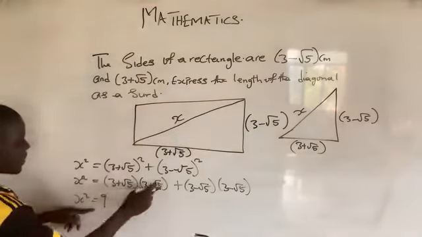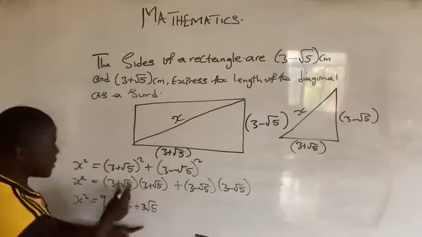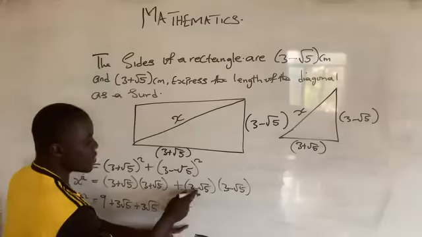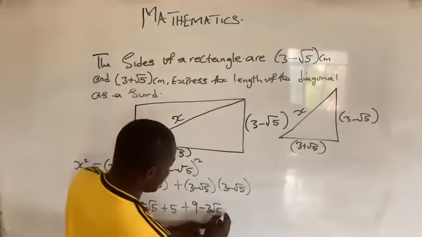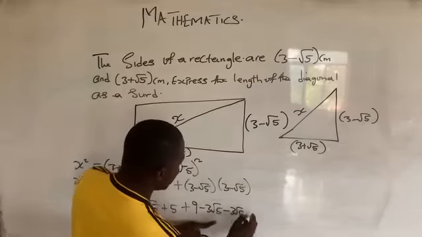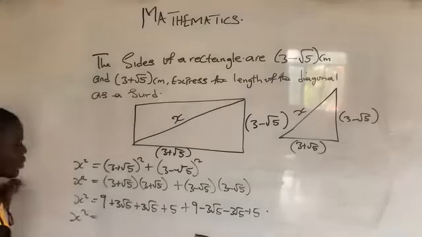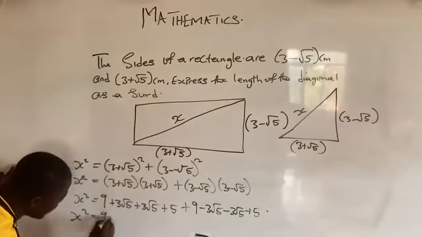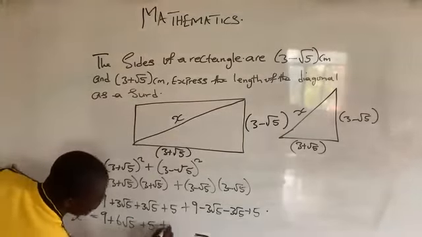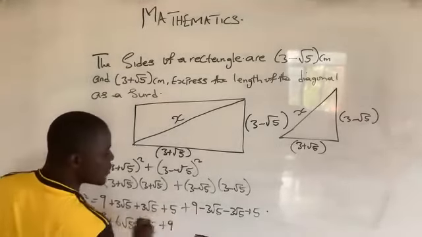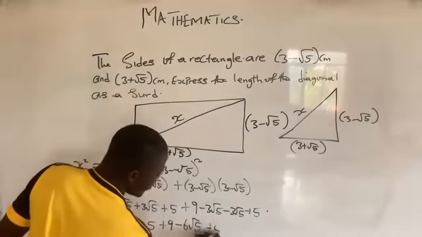which gives 9, plus 3 root 5, plus 3 root 5, plus 5, plus 9, minus 3 root 5, minus 3 root 5, plus 5. Solving further with ease, we have 9 plus 6 root 5 plus 5, plus 9 minus 6 root 5 plus 5.